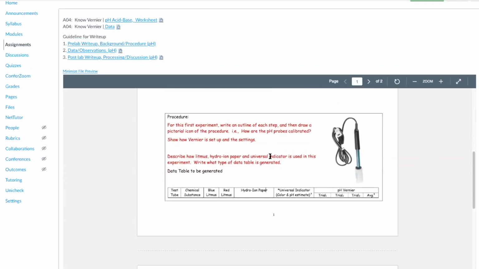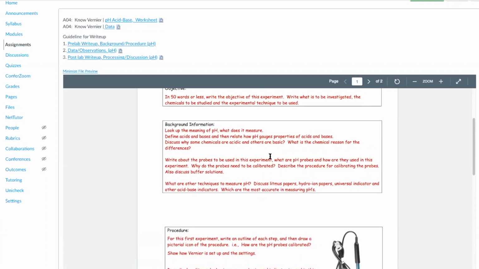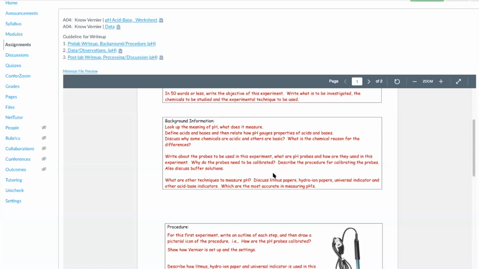You guys are going to be talking about the probes that you are using to gauge acidity and basicity of these test chemicals. Okay, so you need to write a little bit about that. You guys are going to be using test paper, hydrion paper, litmus paper, and you guys are using chemical indicators that change color depending on the acidity or basicity level or the pH level. The one that you guys are going to be using is universal indicator. Okay, so that's what's in here.